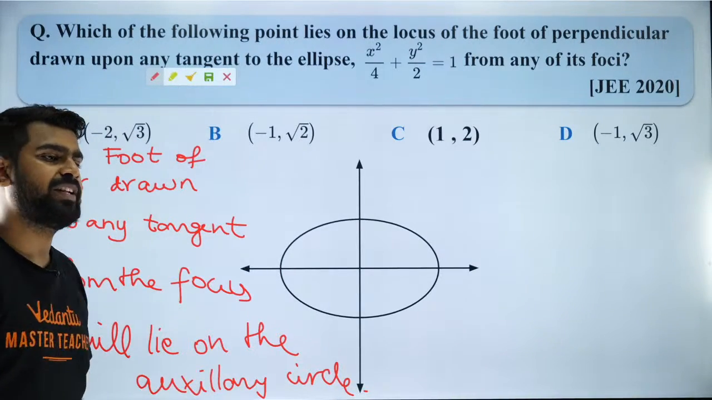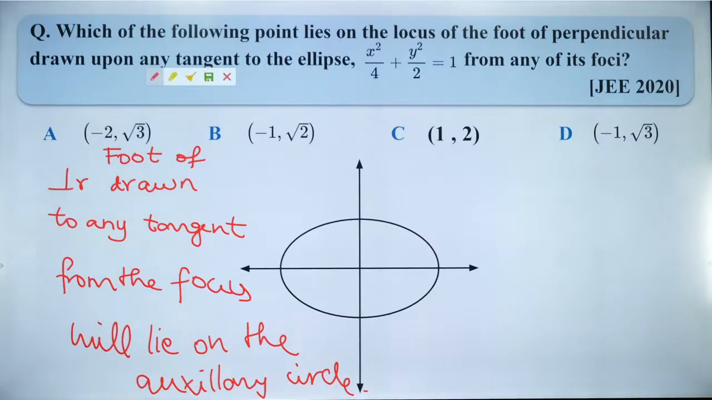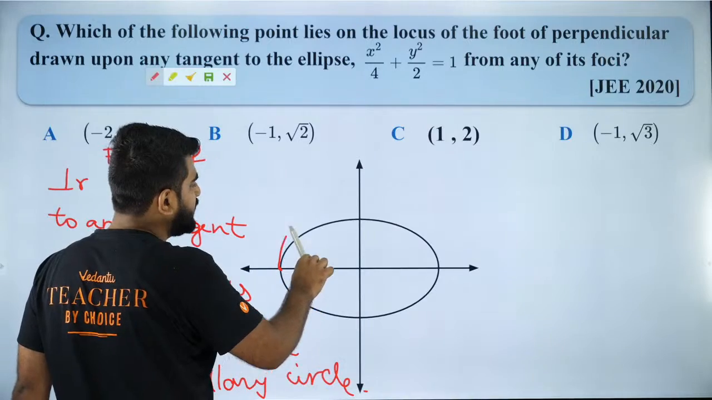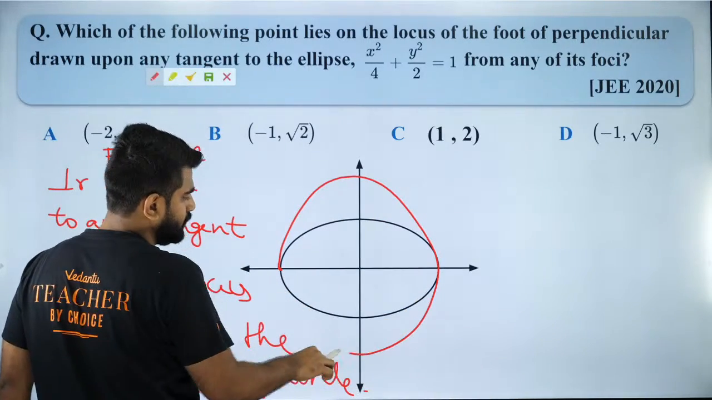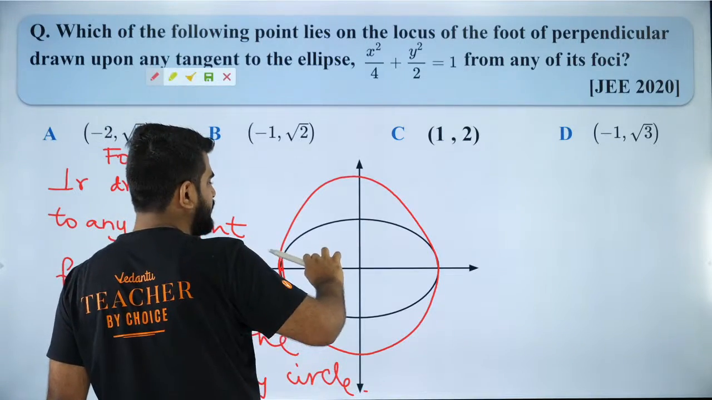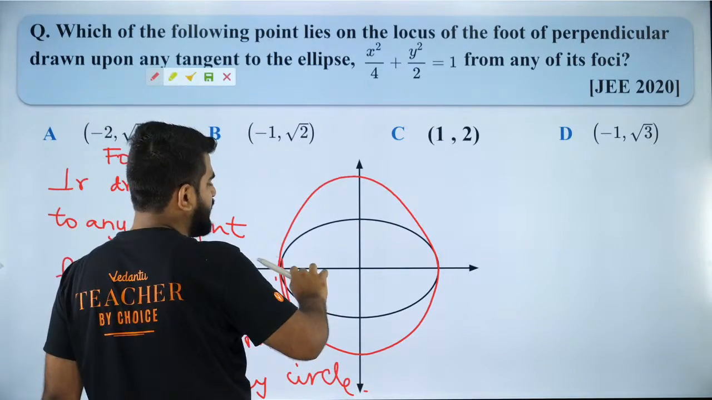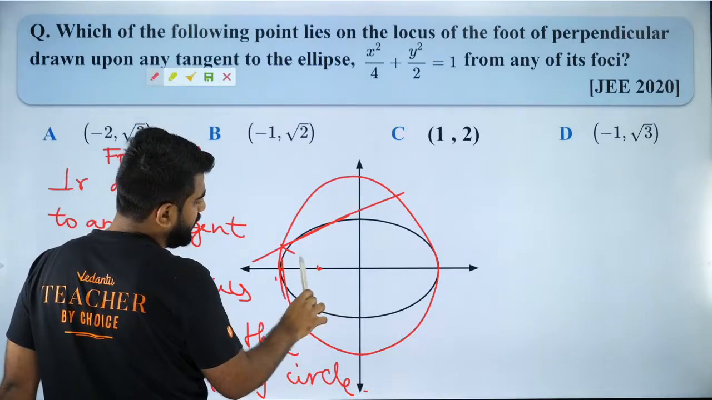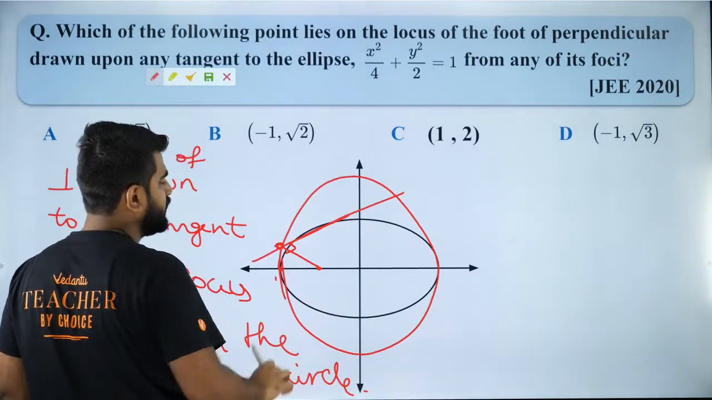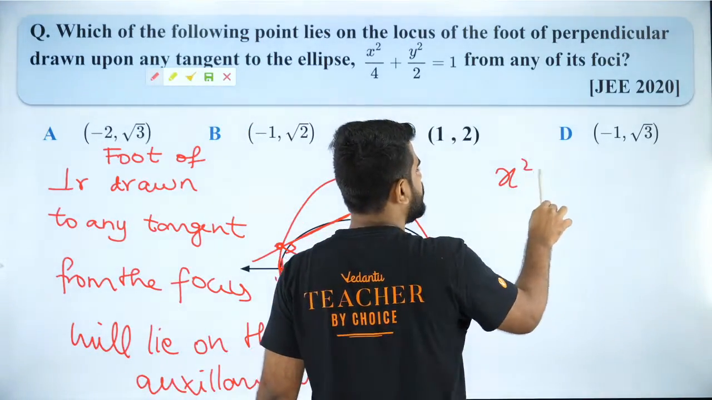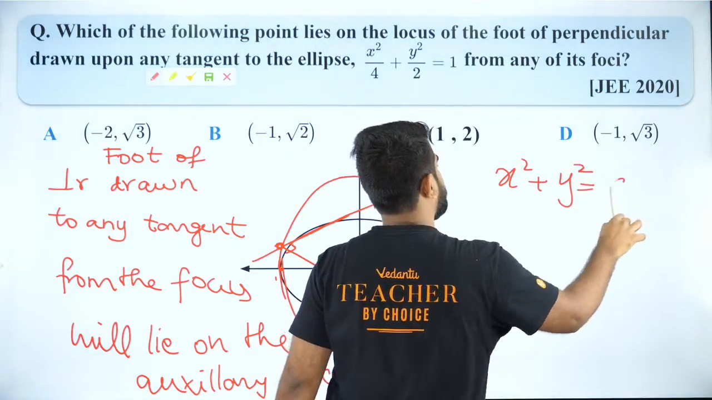So this is the property. You have to use this property. So what is auxiliary circle? Auxiliary circle is a circle which is drawn with the major axis as diameter. So this is your auxiliary circle. So if you have a tangent, and let's say this is a tangent, this is a focus, if I drop a perpendicular, then it will lie on the auxiliary circle. That's what they mean. Got it? So auxiliary circle is x square plus y square equal to a square.